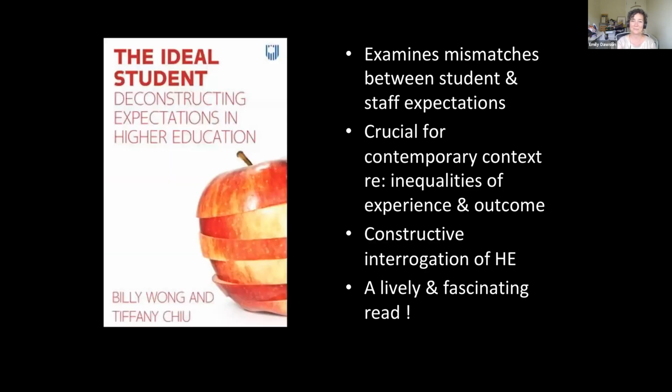So here is some joyful praise. The book, as you will have realized by now, examines the mismatches between student and staff expectations. And I think it's crucial for the contemporary context. How do we think about inequalities of experience, inequalities of outcome? And for instance, in the present moment, how will that have been shifted or exacerbated depending on the kinds of infrastructure being rolled out through the pandemic and students' own experiences of the pandemic?